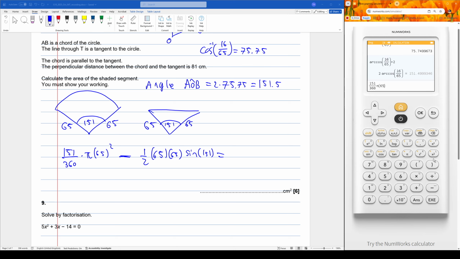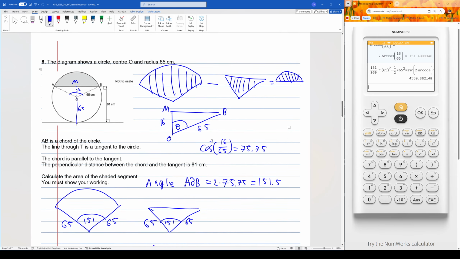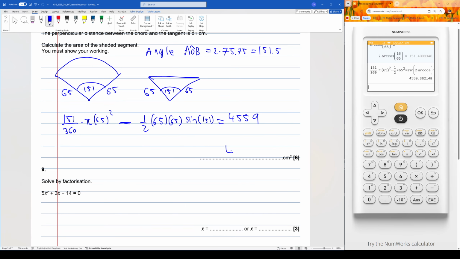Pi times 65 squared minus a half times 65 squared sine 151, but I'm not just going to write 151, I'm going to write the exact answer, 4559, which I feel is accurate enough. Have I been asked for any particular? No, so that's good enough. 559.